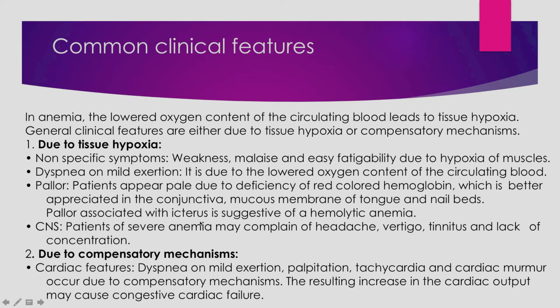Pallor with icterus. If there is also icterus, that suggests hemolytic anemia. That means RBCs are getting destroyed at a rapid rate, and the liver is unable to keep up with that, which leads to icterus. So if pallor plus icterus are both present, then it suggests hemolytic anemia.